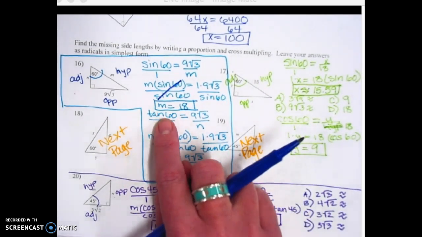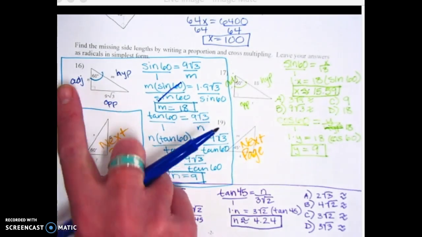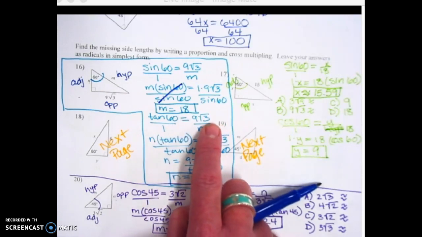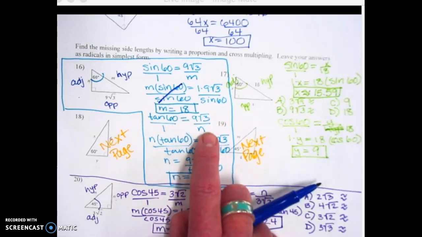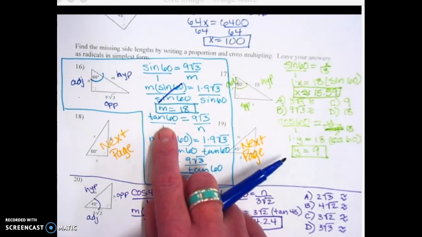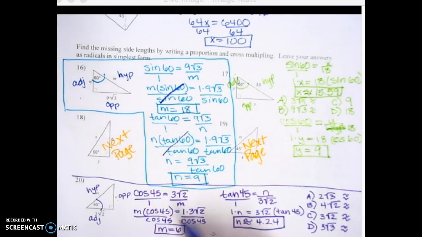Then I needed to solve for n. So n was the adjacent side, so I need to use adjacent and opposite, which is tangent. So the tangent of 60 is equal to the opposite over the adjacent. Make it into a proportion by putting 1 in the denominator. Do the cross product. Divide both sides by the tangent of 60. I got n equals 9.